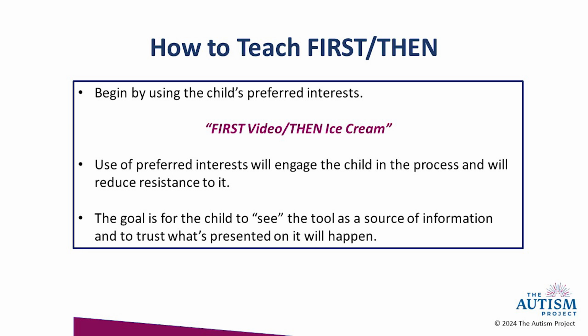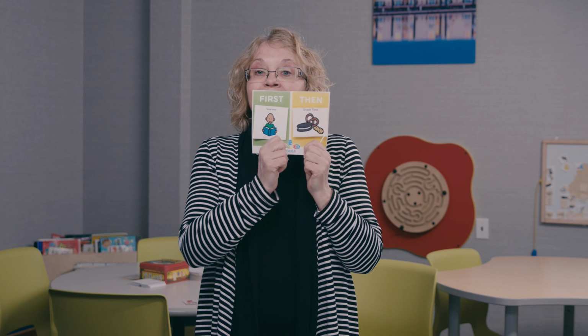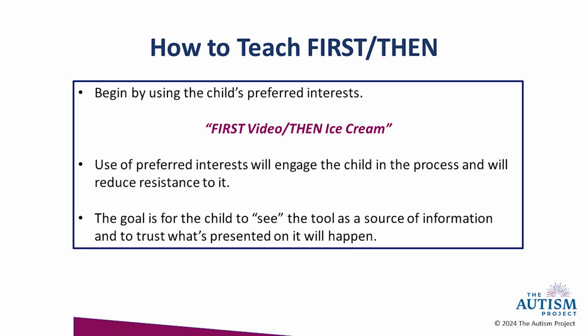The next thing that we're going to do is how do we teach this to a child? By using the child's preferred interest. Use of a preferred interest will engage the child in the process, and it will reduce the anxiety or the resistance to use it because it's what they like. It's drawing them in. So whatever your child's preferred interests are, jumping on a trampoline, running in the backyard, whatever it is. The goal is for the child to see this as a source of information, but also a trusted source of information. If it's on here, it's going to happen.